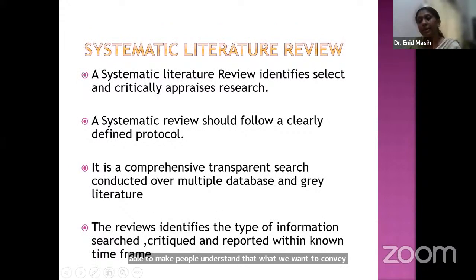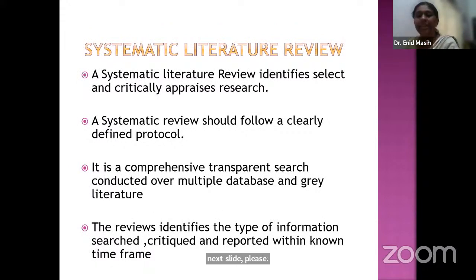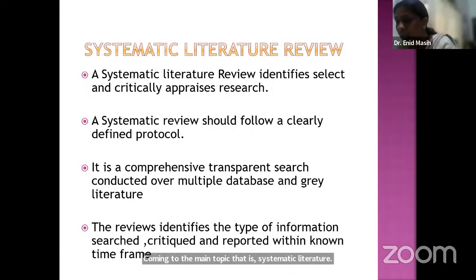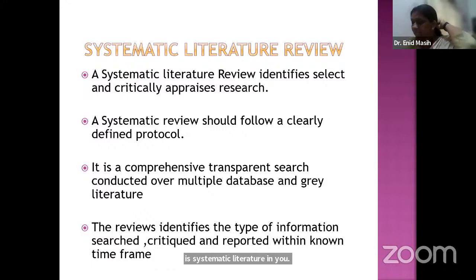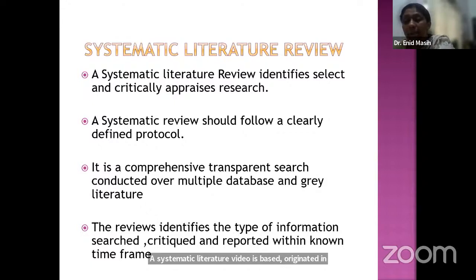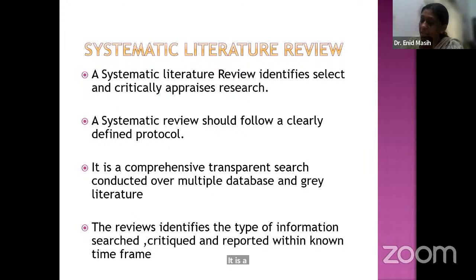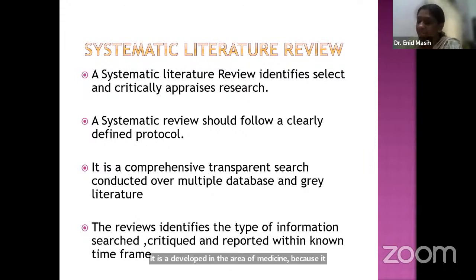Okay, coming to the main topic, that is systematic literature review. Before getting into this, I just want to give you a very brief introduction to what a systematic literature review is. A systematic literature review basically originated in the area of medicine, because it is an evidence-based, practical thing.